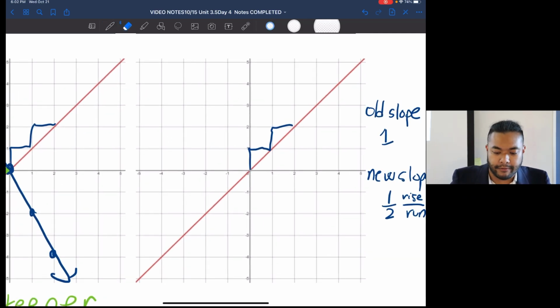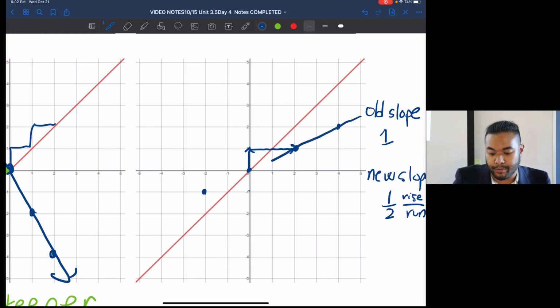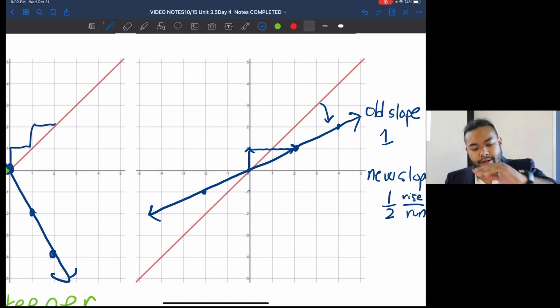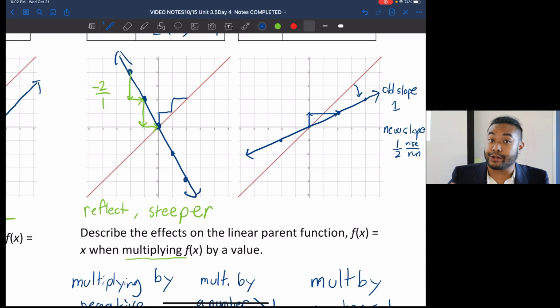So if instead of going up 1 over 1, I go up 1 over 2, then I'm here, up 1 over 2, or down 1 to the left 2. Now my new line still crosses at the origin, so I haven't changed my y-intercept, but my new line looks much flatter. So you see the slope went down, flatter. So the transformation, I say, by multiplying by a number less than 1, it became flatter.